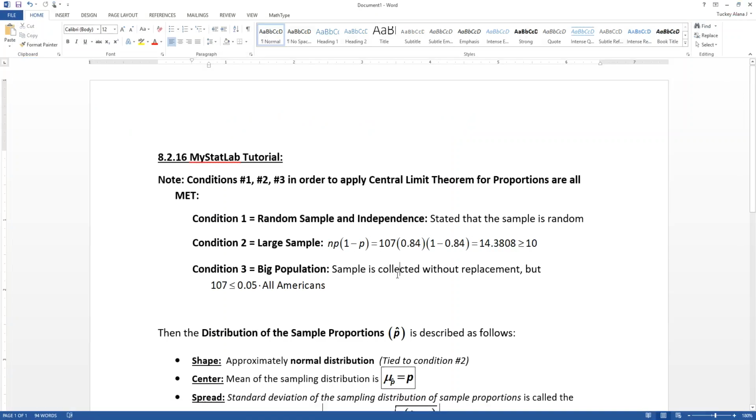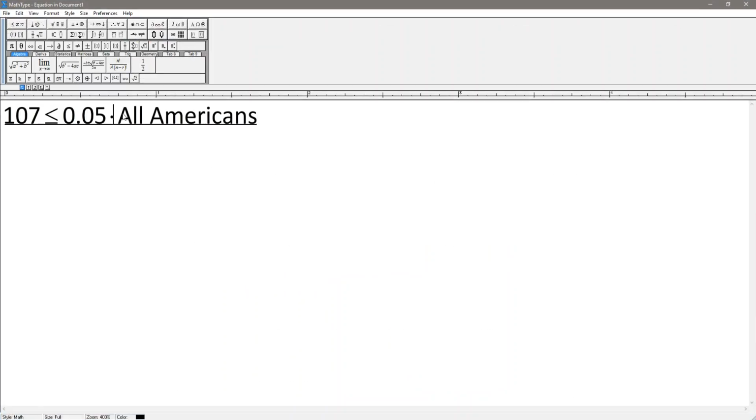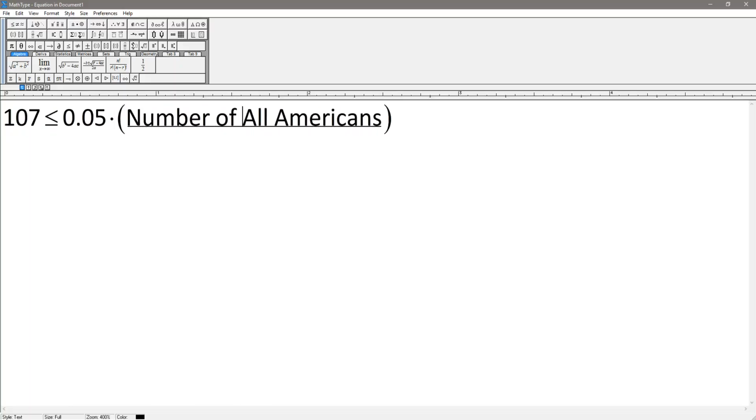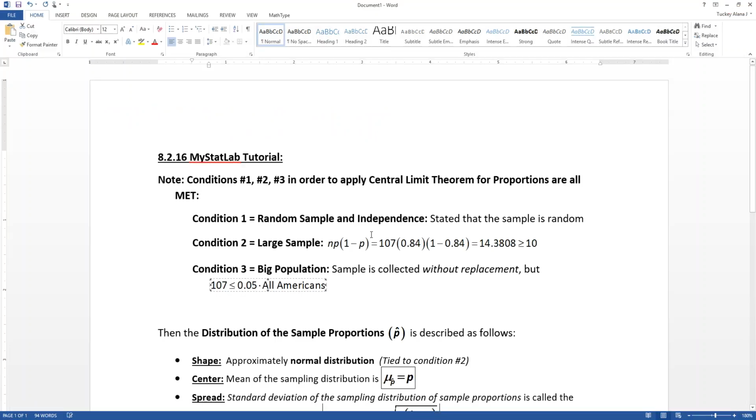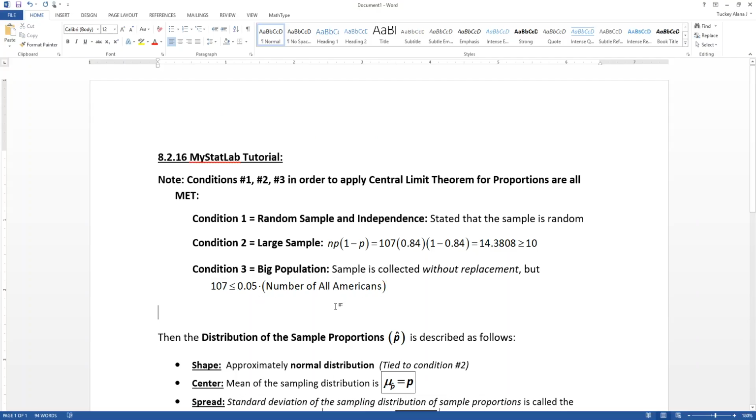Great. Then we also need it to be a large population, but this is going to be kind of a hand-waving thing. Our sample was collected without replacement, one assumes, because when they do a survey like this, they don't want to call the same household. So those 107 people they called are far less than 1.05 times all Americans. Capital N is your population size. So the number of all Americans, which is your population size, is much larger than 107.